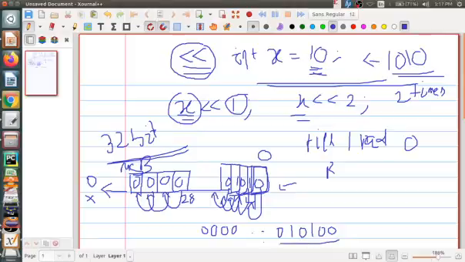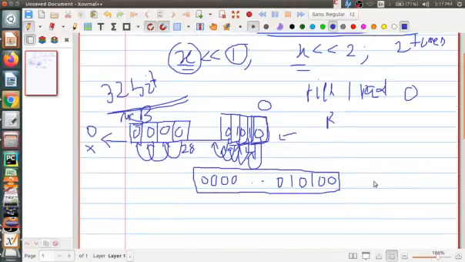Now if you convert it into an integer, what will this value be? 20. This is 1, this is 2, this is 4, this is 8, and this is 16, 32, and similarly like this. So 16 plus 4 will be 20. The rest are 0. So when we convert this value to an integer, it becomes 20.